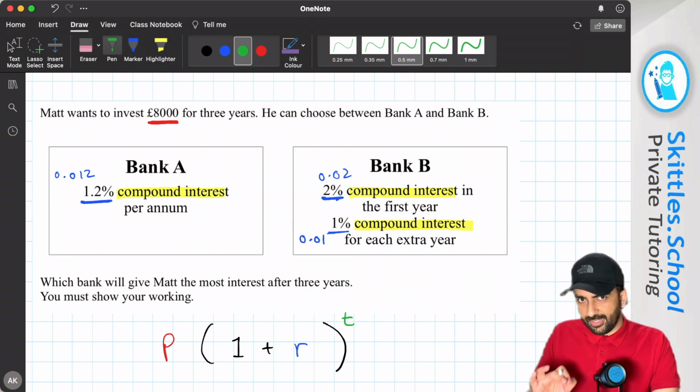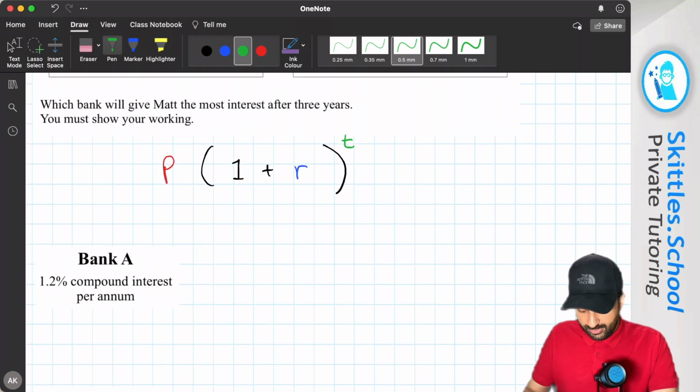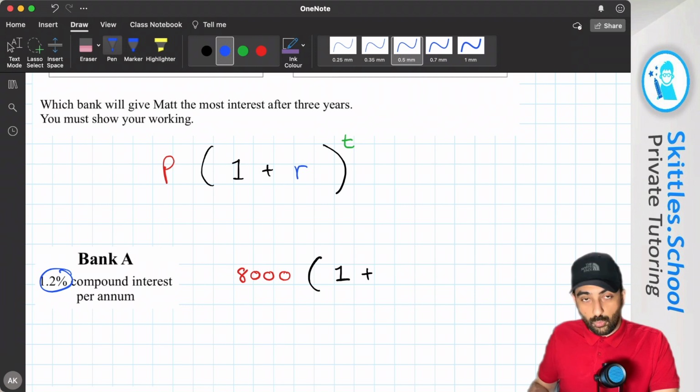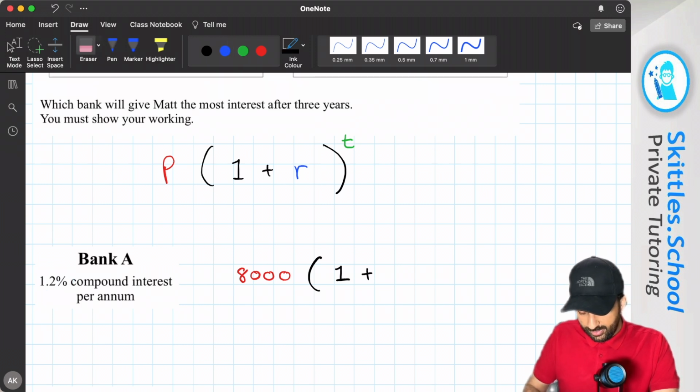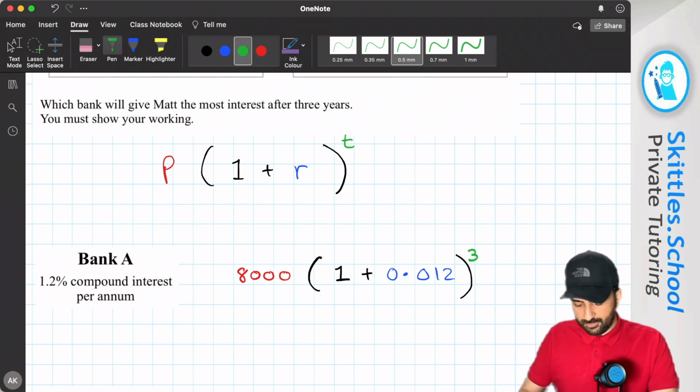Okay, so let's have a look at Bank A, and let's apply this formula to Bank A. So there's Bank A. Bank A is 1.2% compound interest per annum or per year. So again, we're going to start with the formula. P is the principal, the amount of money he's starting with, that's 8,000. Brackets 1 plus the percentage rate as a decimal. So 1.2% as a decimal is 0.012. And the T, the time period, is 3 years, because it's a 3-year investment.